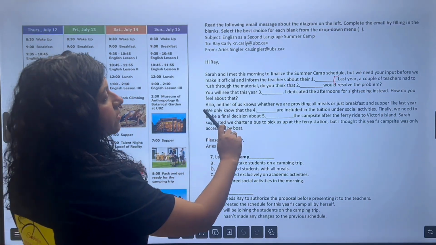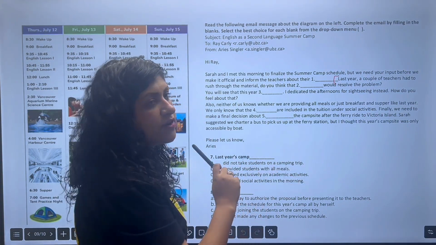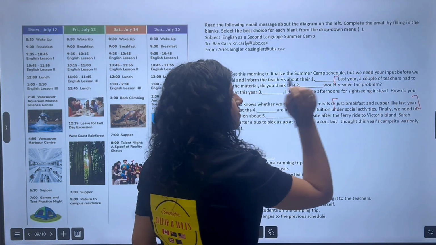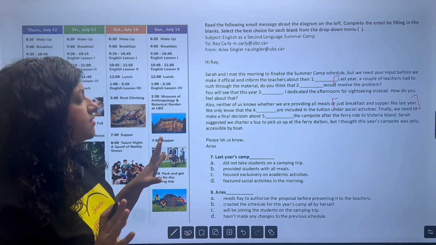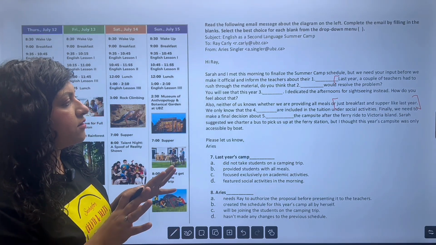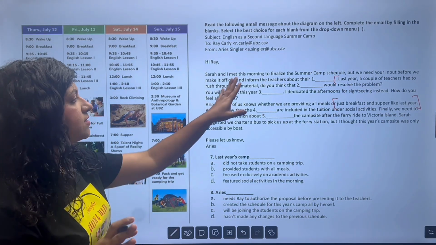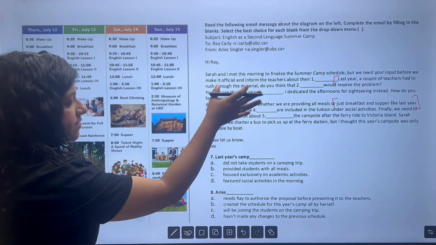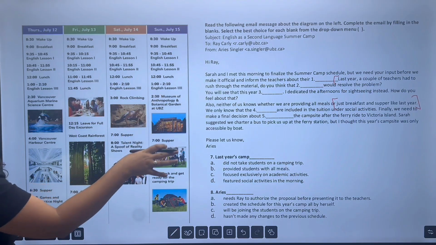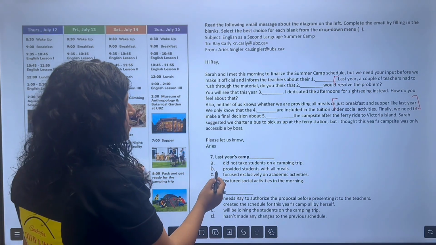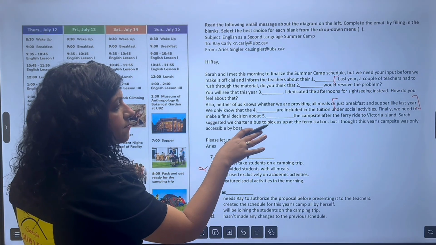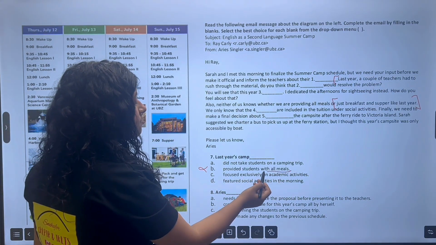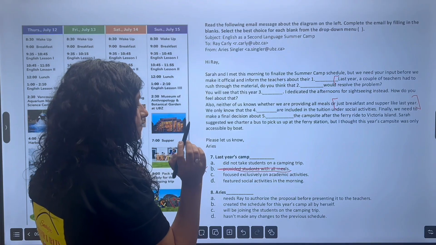Also, neither of us knows whether we are providing all meals or just breakfast and supper like last year. So that means last year they just provided breakfast and supper. We only know that something, or including the tuition under social activities. So this was a comparison between last year's camp and this year's camp. If you look at this part, according to the information that we have, last year's camp only provided breakfast and supper. It did not provide all the meals. So this option is incorrect and cannot be your answer.